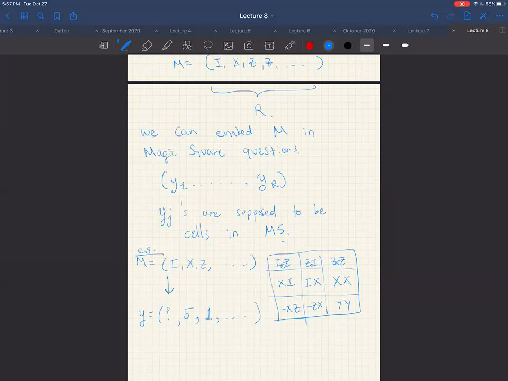Is there a reason why we don't care about the specific coordinate? Oh, because your measurement command that you want is IXZ. So I just means I don't care what the measurement result is. Okay, yeah, that was basically my question too.